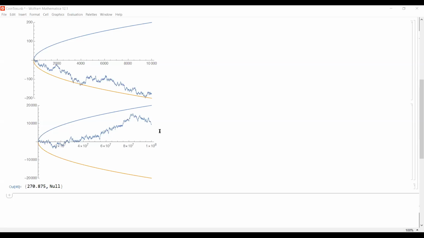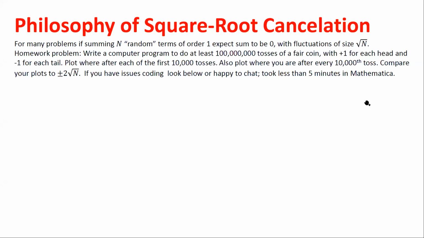So I want you to be able to just write a short computer program to do something like this. If you have any trouble doing this, happy to help you. This is just a really good skill to have when you leave college, the ability to quickly simulate and get some sense of what is going on. Okay, so toggling back.